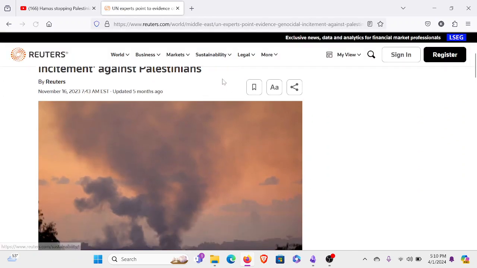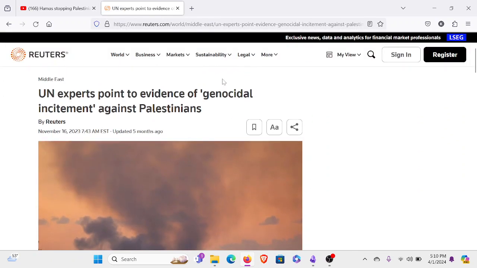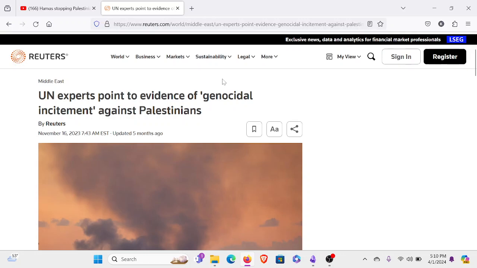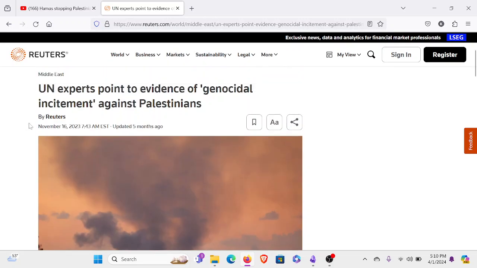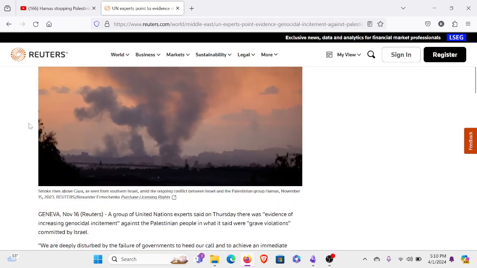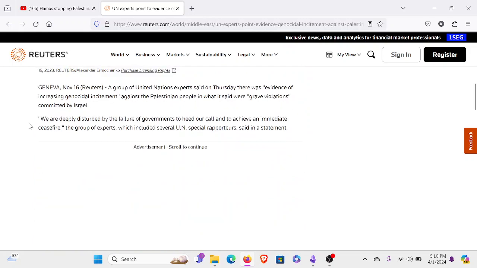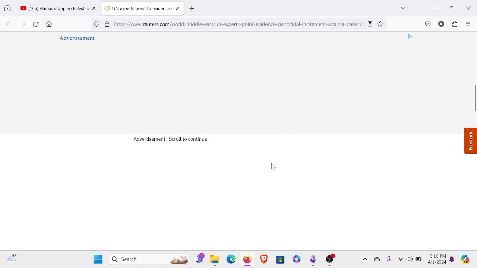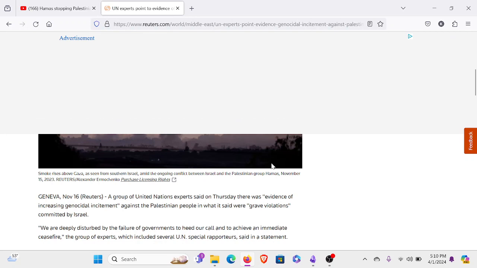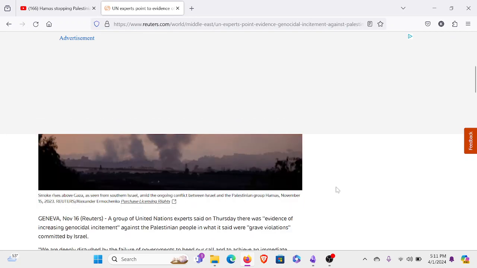Reuters. UN experts point to evidence of genocidal incitement against Palestinians. Oh, this is an actual news agency. I'm sure they're not pieces of shit who would just make a bullshit quote up and not put a name behind the quote so there's some accountability for what's said. Geneva, November 16th. A group of United Nations experts said Thursday there was evidence of increasing genocidal intent.